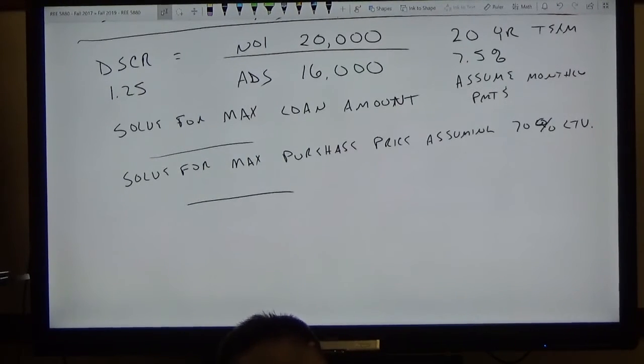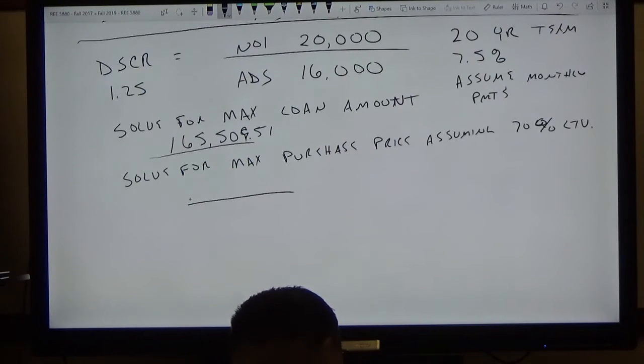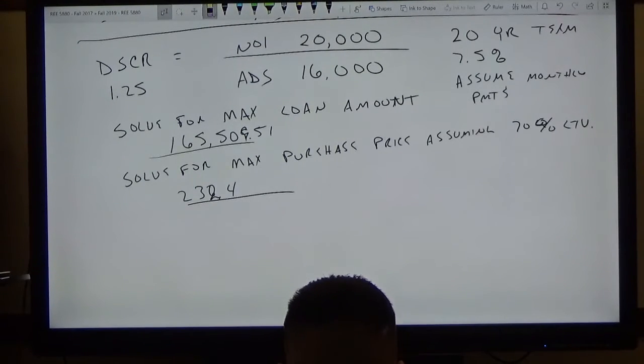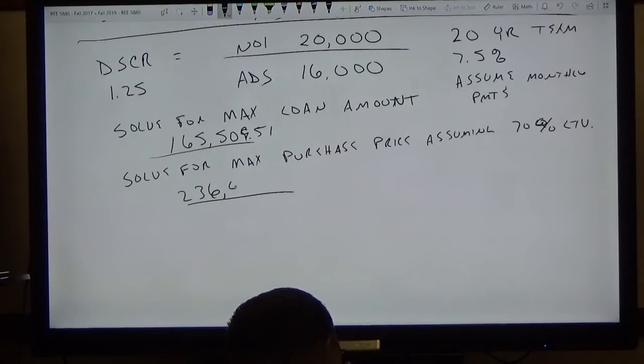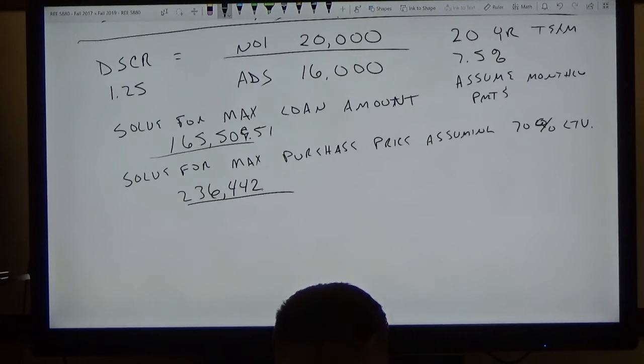Is the loan amount 165,509.51? Okay. And then what about the maximum purchase price? 236,442.15. I'm sorry, 236,442. One more time: 2, 3, 6, 4, 4, 2. Okay, let's see if you're right.